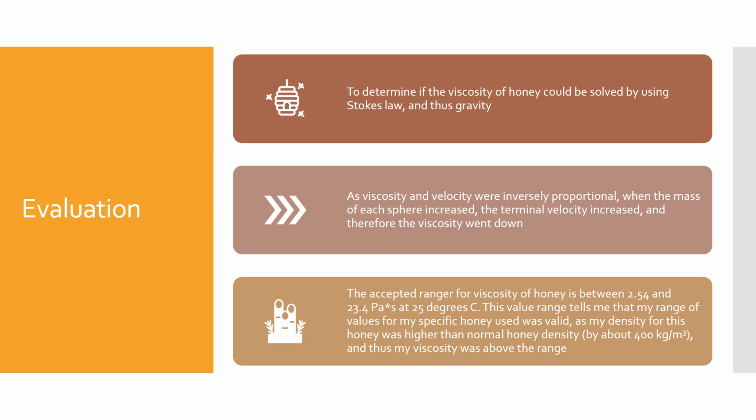The accepted range for the viscosity of honey is between 2.4 and 23.4 pascal-seconds at 25 degrees Celsius. This value range tells me that my range of values for my specific honey used was valid, as my density for this honey was higher than normal honey density, about 400 kilograms per meter cubed, and thus my viscosity was above range.